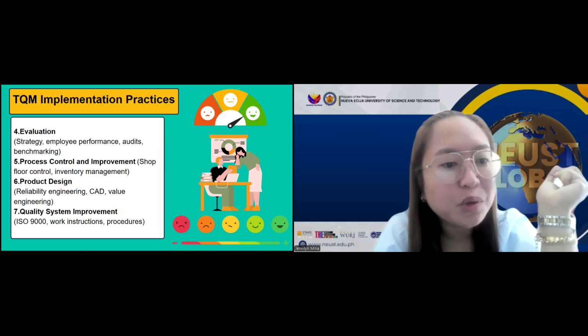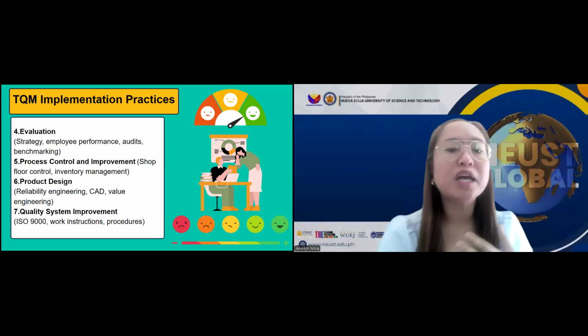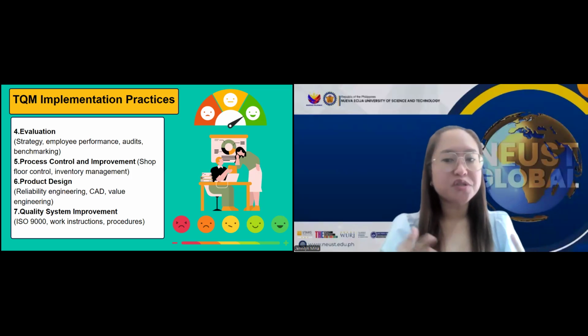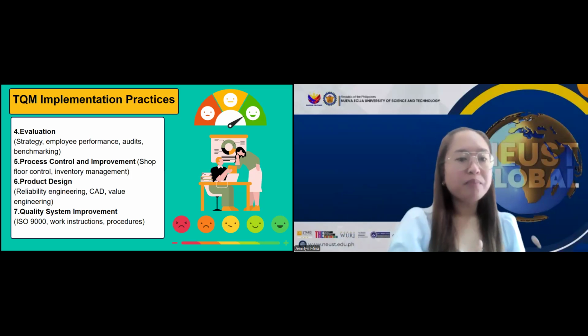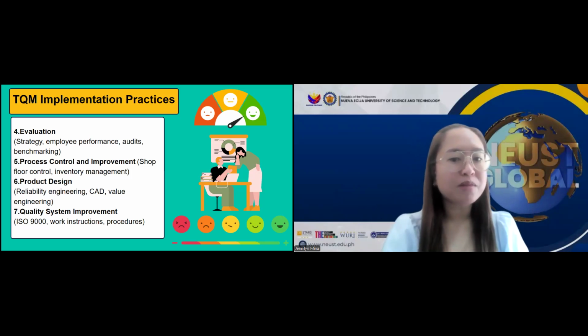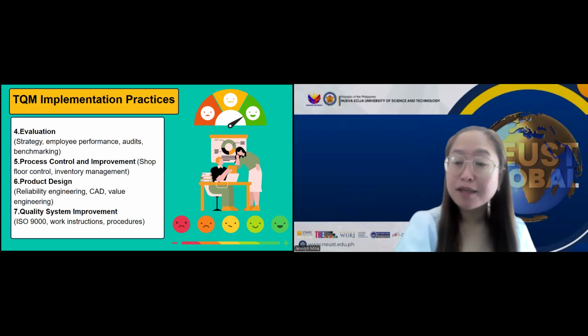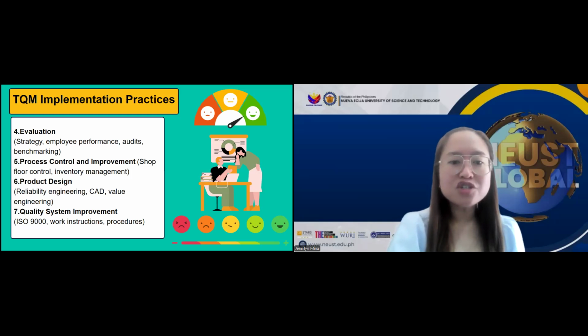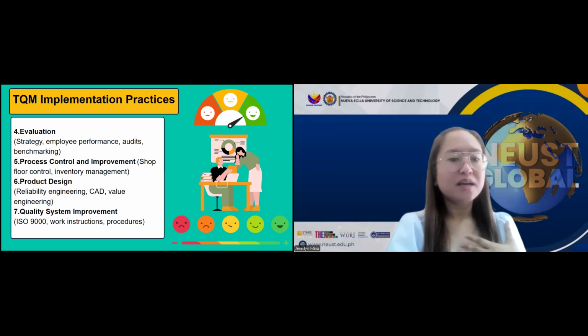Another is process control and improvement. This involves controlling and improving production processes through tools like shop floor control. For example, we have shop floor monitoring, process capability analysis, preventive equipment maintenance, inventory management, and inspection. Companies use quality tools such as Six Sigma and lean manufacturing, and of course, they are using these to optimize efficiency.